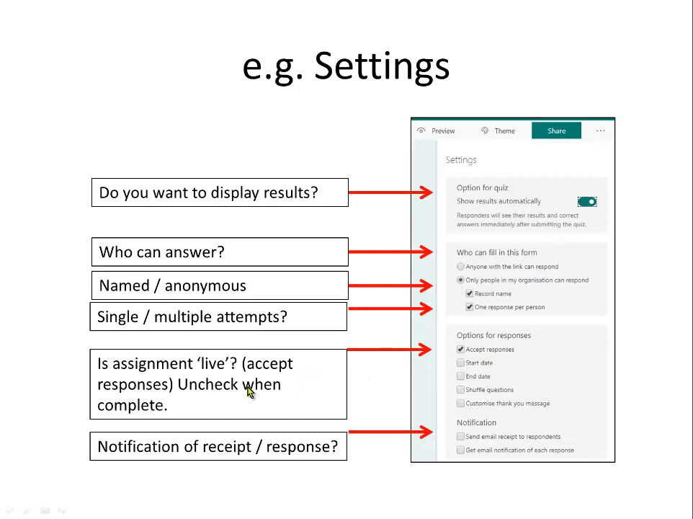Next one is the assignment live? So are you accepting responses? At the point at which you decided, right, that's it, I've got to close it now, you would uncheck that and they couldn't answer anymore. And then if you're really keen to know whether or not they've done it, then you could click on the notifications there.